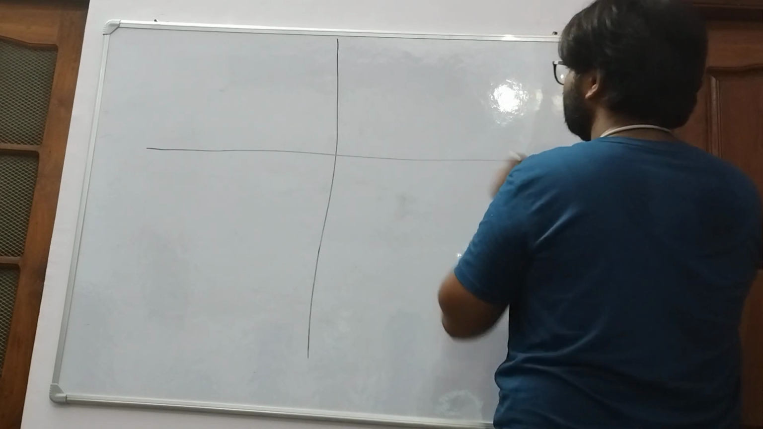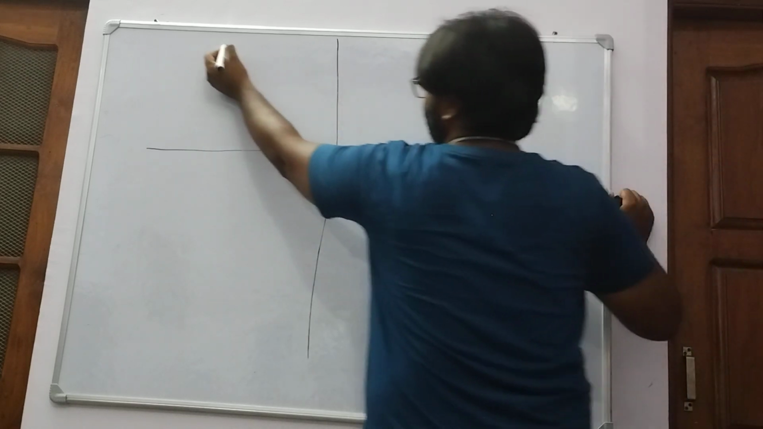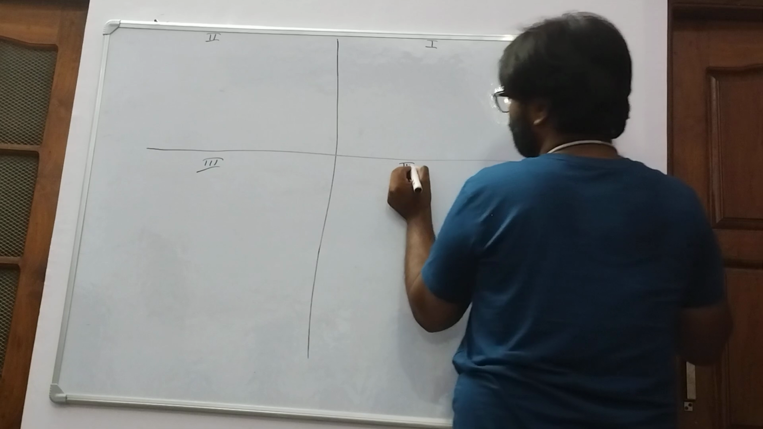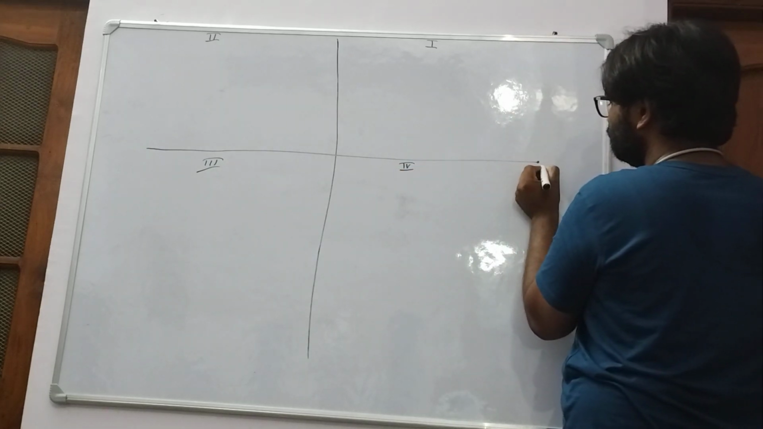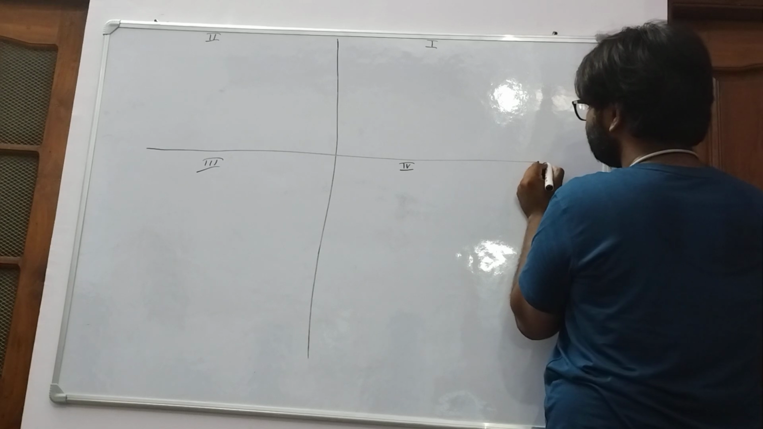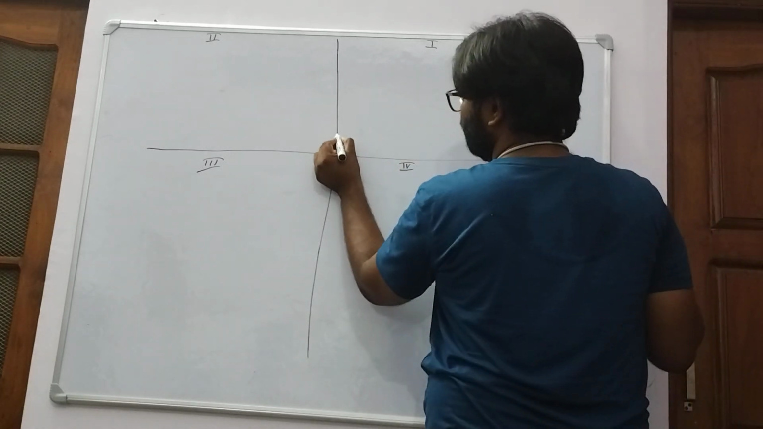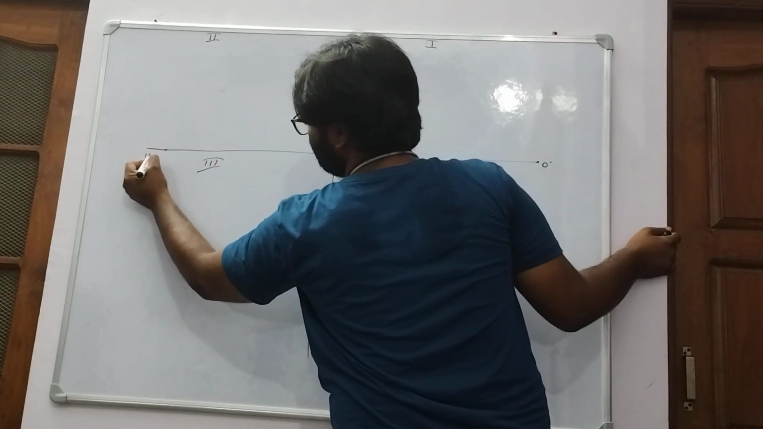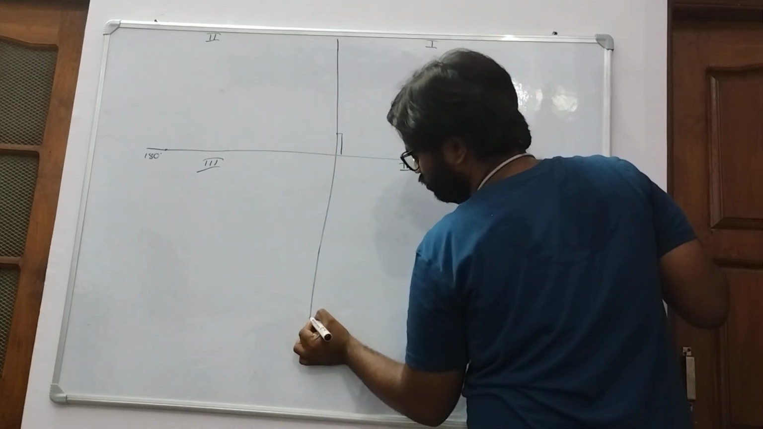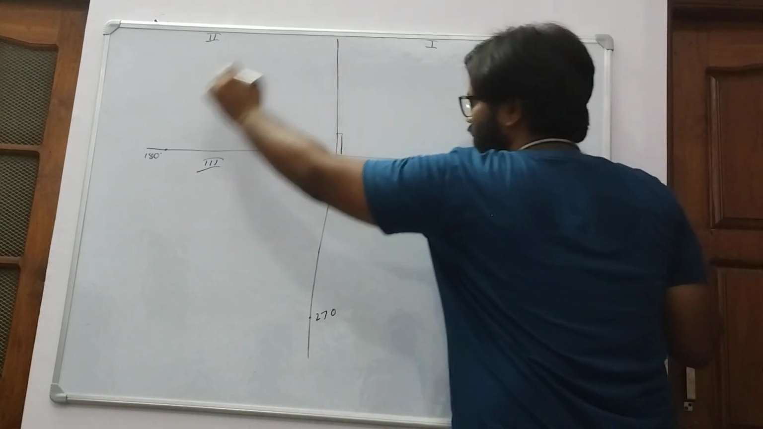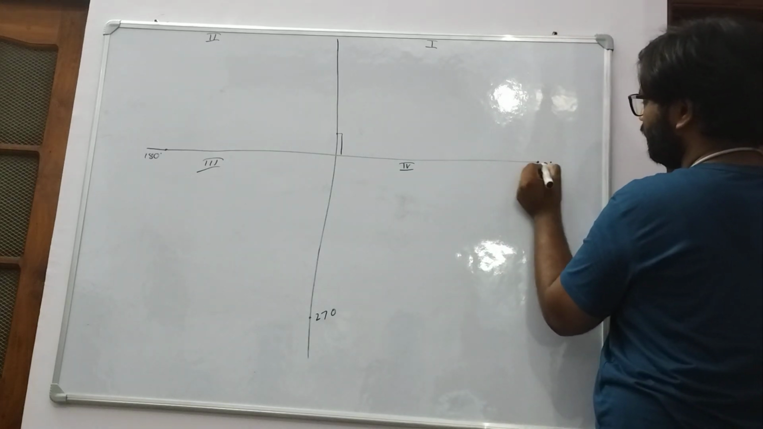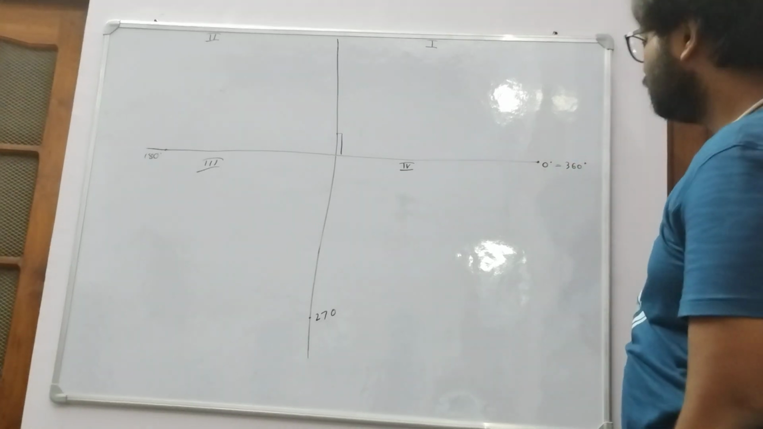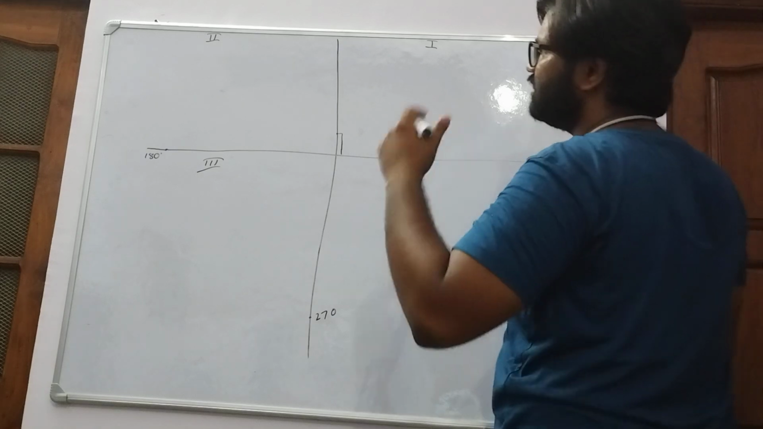Consider this. Now this is the first quadrant, this is your second quadrant, this is your third quadrant, and this is your fourth quadrant. This is your 0 degree. This is your 90 degree mark, this is your 180 degree mark, and this is your 270 degree mark. And when the full circle is completed, we again come over here, so that means 0 degree, or I can simply write 360 degree.